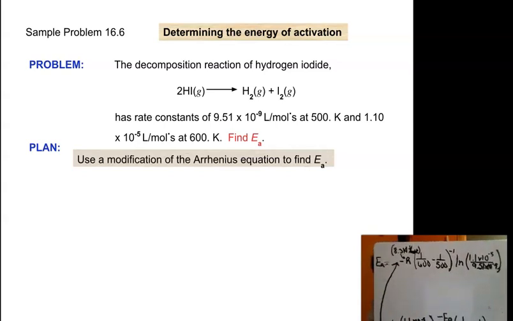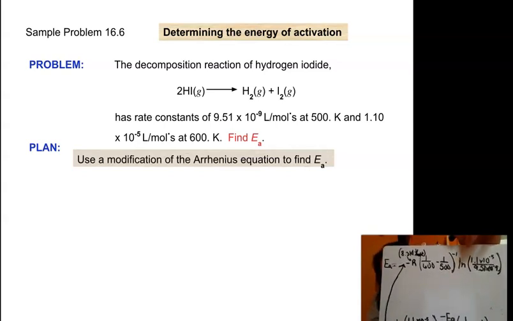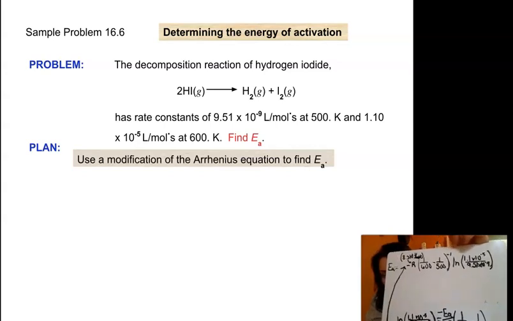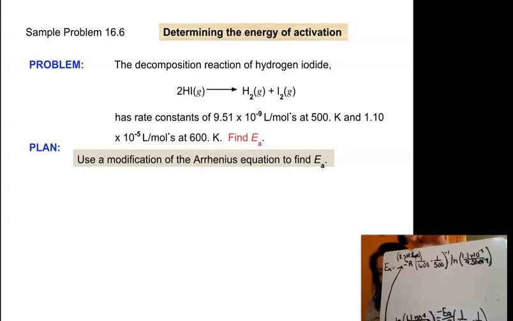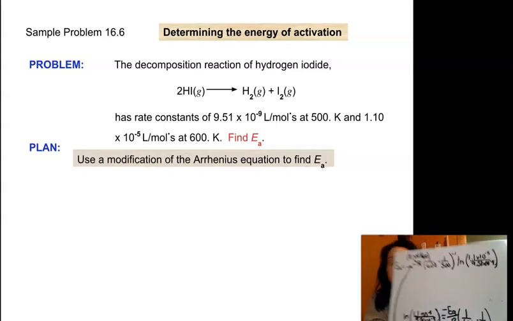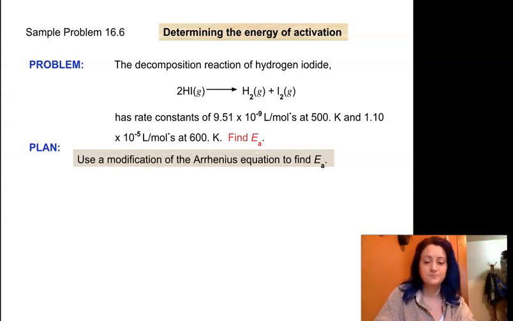negative R times the reciprocal of that temperature term. I just wrote a -1 exponent here because it's easiest. And then, of course, you keep the ln term as is. R is the gas constant. This is given on the reference table, 8.314 joules per mole Kelvin.